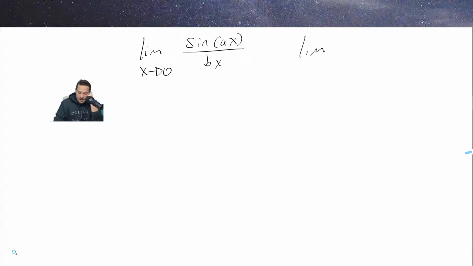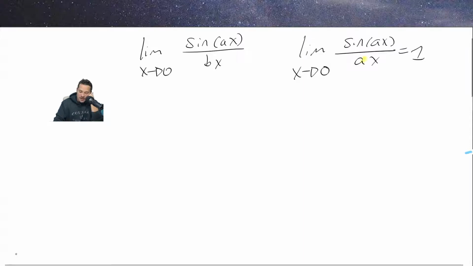The limit as x approaches 0 of sine of ax over ax is 1. This is not the same thing as what we have written, because notice that these two pieces have to be the same. Whatever is inside the parentheses of the sine should be the same quantity on the bottom under the division symbol, the fraction symbol if you like.